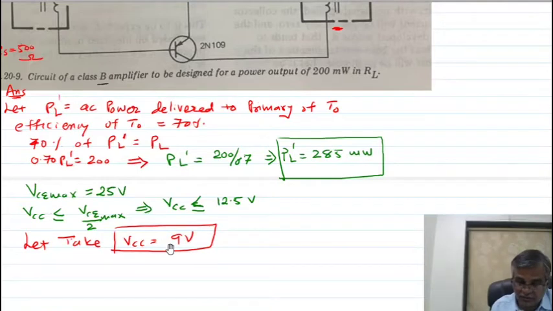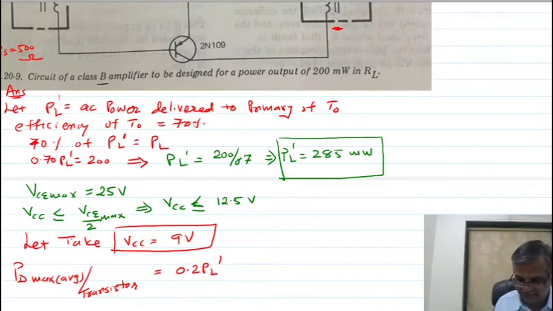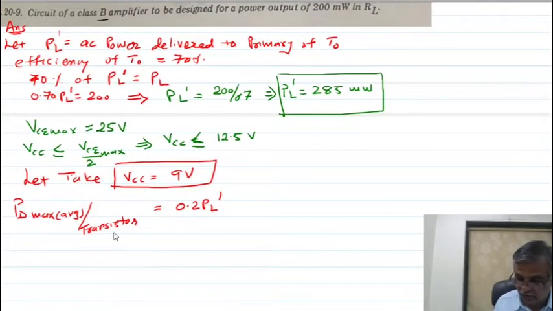Now we have the value of PL dash and the value of VCC. Now let us see whether your transistor is operated in a safe region or not. Please remember one formula: the average value of the power dissipation per transistor for a class B operation is given by 0.2 PL dash.